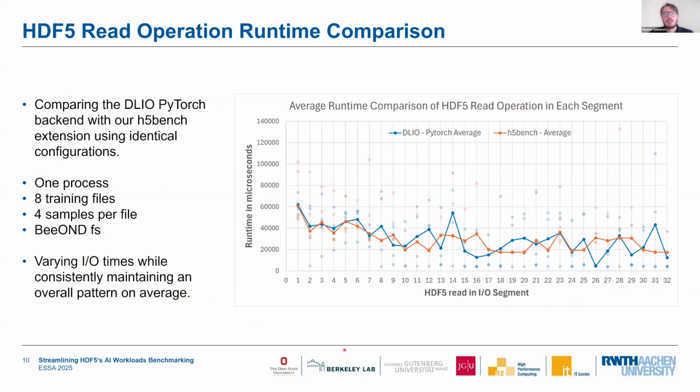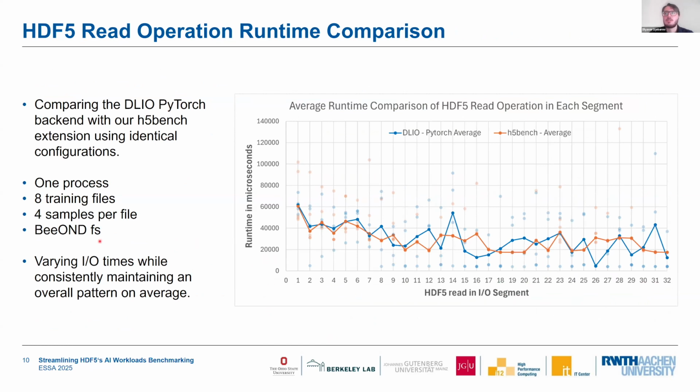After that, we did some more experiments. For example, here we were trying to compare HDF5 read operation runtime of our extension and DLIO PyTorch backend. We used only one process to make the experiment as clean as possible. 8 training files and 4 samples per file. That gives us 32 HDF5 read operations. We used LC Beyond FS.